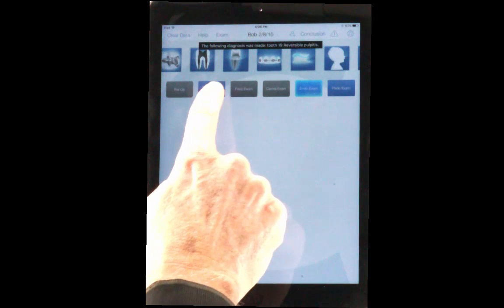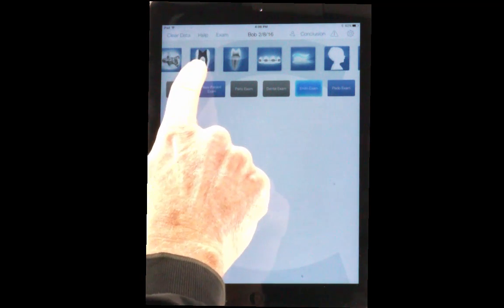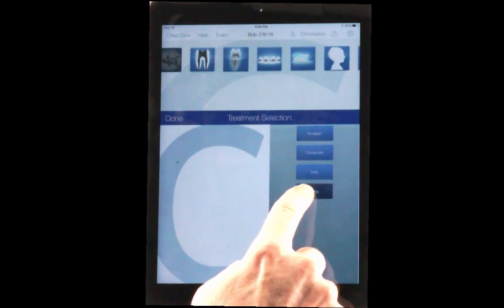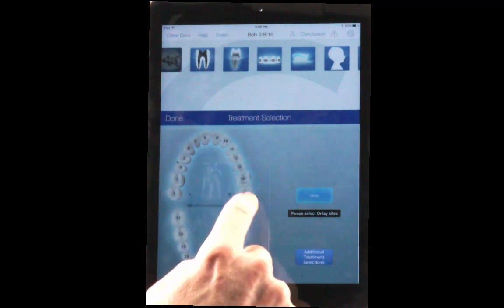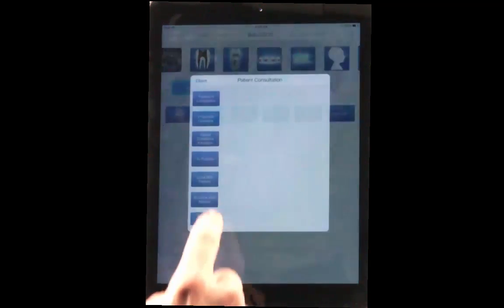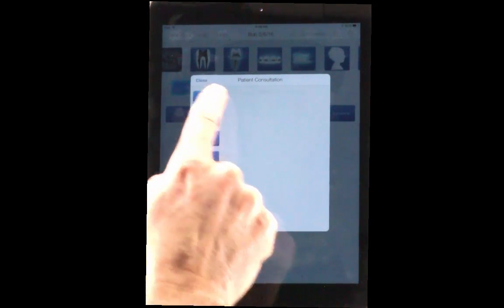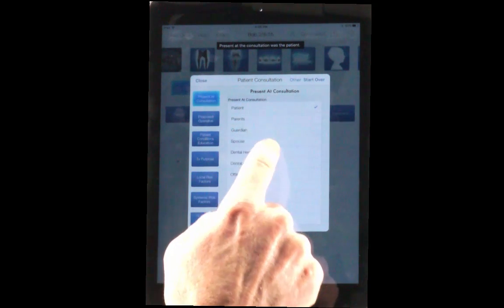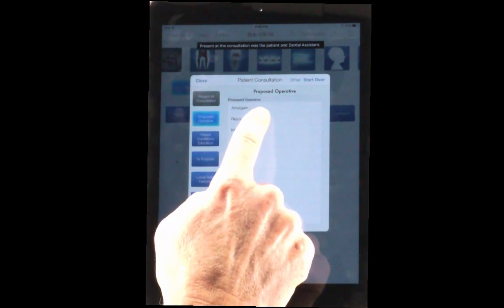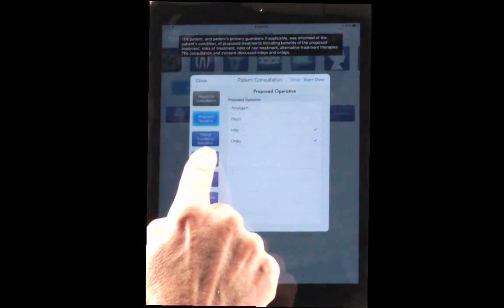And because of that, we know there's probably a fracture underneath there that's not showing up. So we're going to recommend as a treatment procedure an onlay. And we're going to do a patient consultation about inlays and onlays. So present was the patient, office assistant, proposed treatment, inlays and onlays.